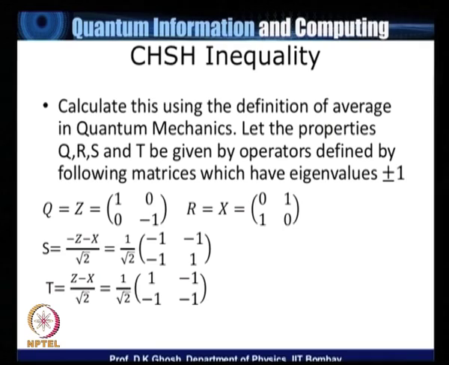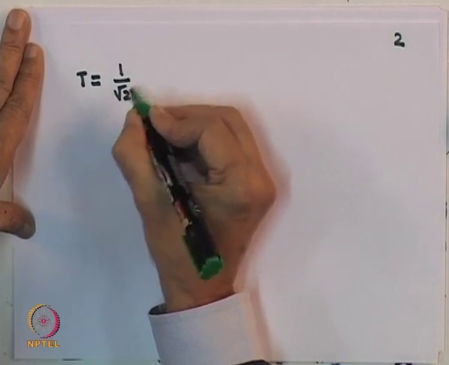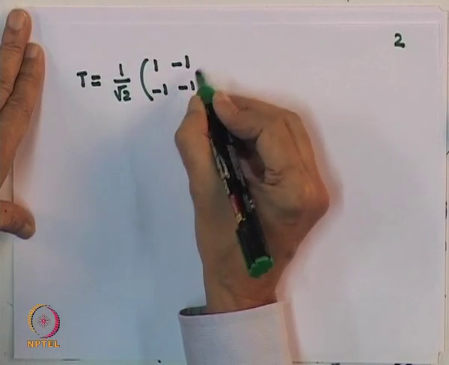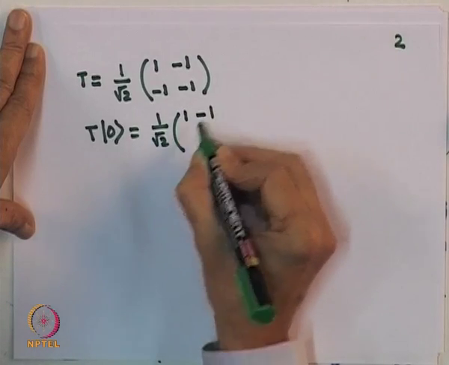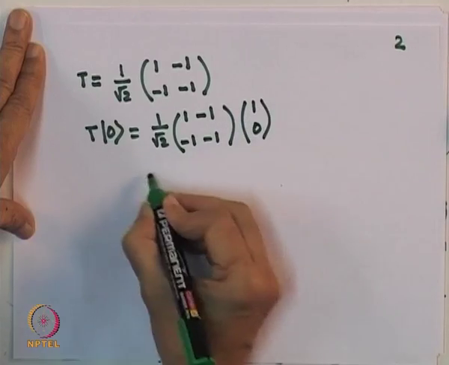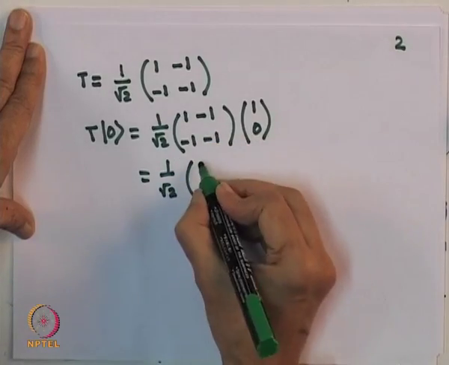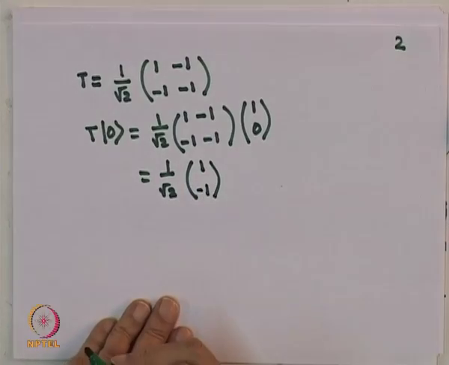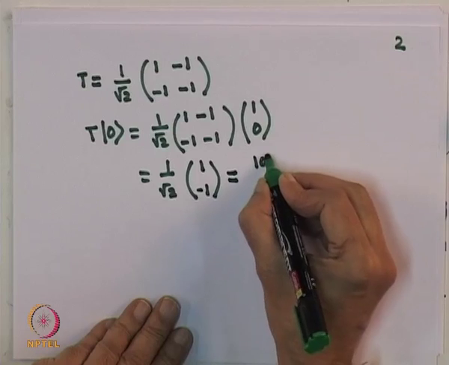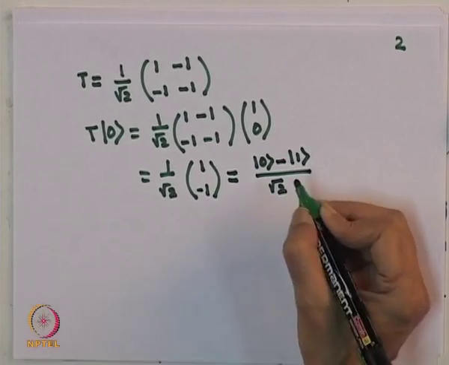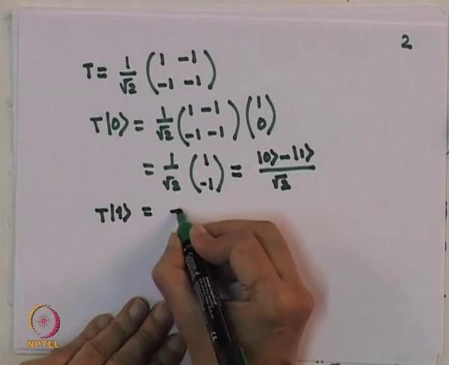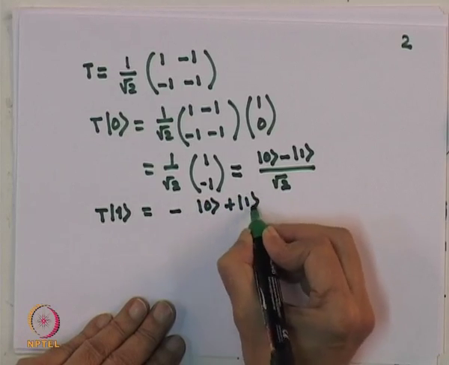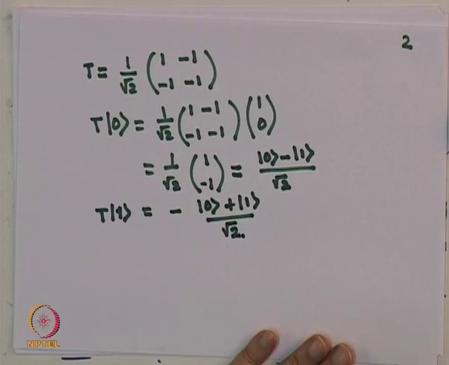That leaves us with T. We have worked it out: T is 1 over square root of 2, 1, minus 1, minus 1, minus 1. So T acting on 0 is 1 by root 2, 1, minus 1, minus 1, minus 1 acting on 1, 0, and that is 1 over square root of 2. You can check, this is 1 and this is minus 1. So this is nothing but 0 minus 1 by square root of 2. And T acting on 1, similarly you can find out, will give you 0 minus of 0 plus 1 by square root of 2. These are trivial algebra which you can work out.